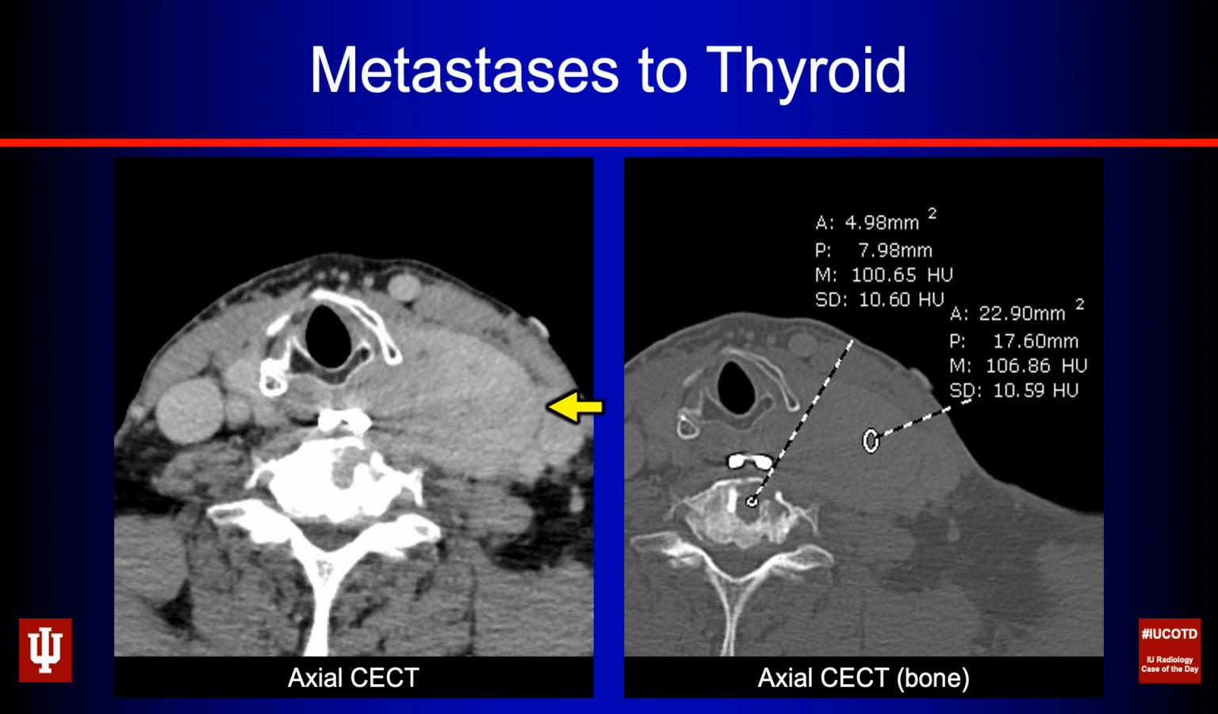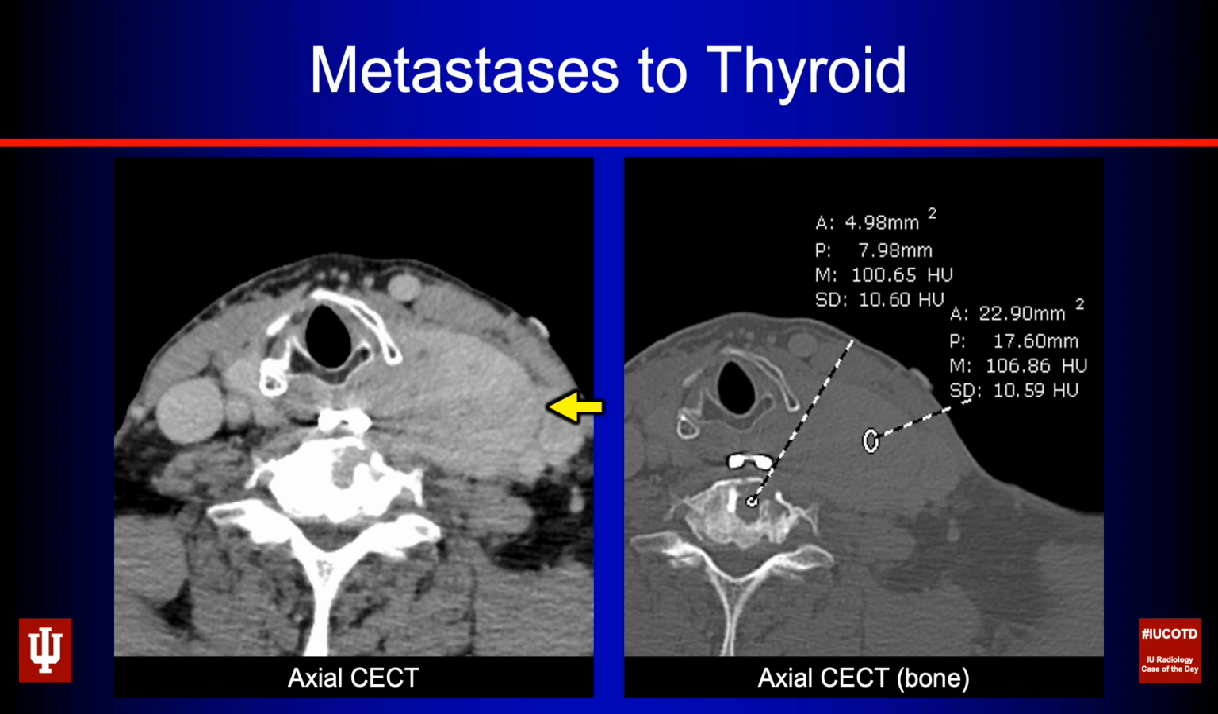I think if I remember right, the history here was renal cell carcinoma. You can see where the yellow arrow is pointing, sort of an ugly left lobe thyroid mass. Could, for all the world, have been an anaplastic thyroid carcinoma. But in this case, biopsy demonstrated that it was metastatic disease.